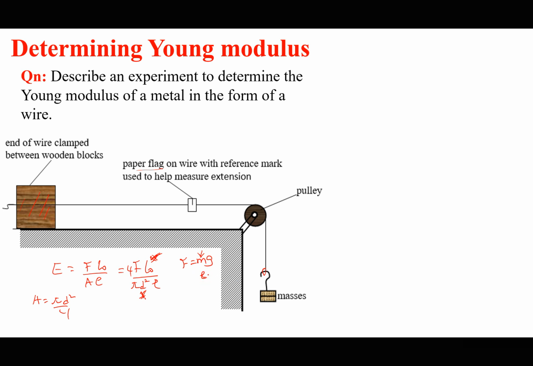And what we can do later on is maybe we can plot a graph if we want. Or for a single value of e, we can just find one value of F and one value of e, and we substitute to find one value of capital E, but that will not be reliable. The best would be to plot a graph.